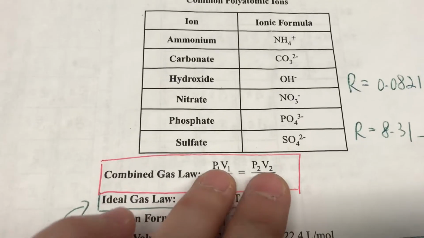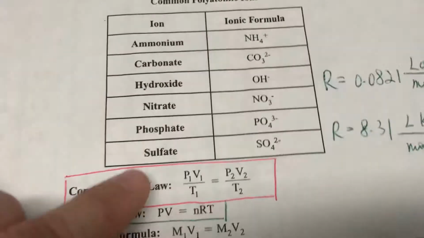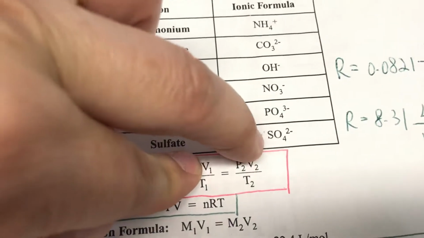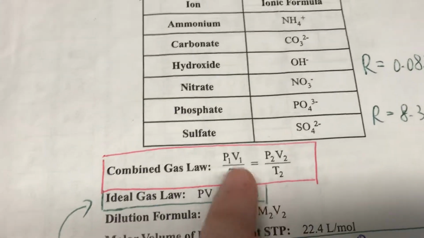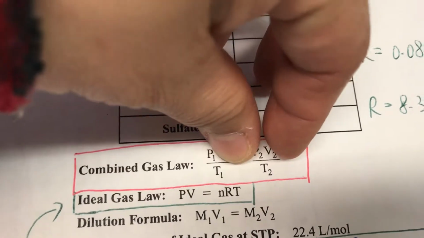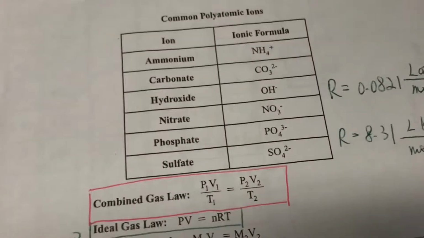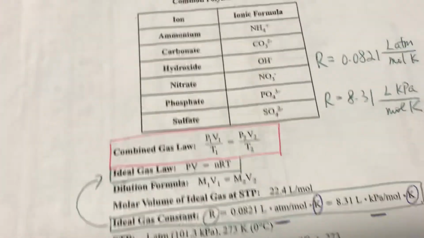Because if you cover the T, this is Boyle's. If you cover the P, it will be Charles's. And if you cover the V, it will be Gay-Lussac's. So it actually combines the three gas laws into one. But the combined gas law is given to you. You don't need to memorize that.